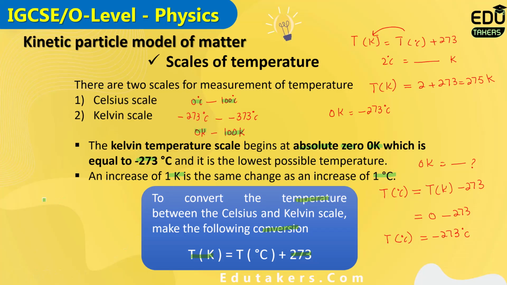Then there are some questions for you. How many degrees C are there in 27 Kelvin? You have to find out the temperature in degree C when the Kelvin temperature is 27 Kelvin. After that, how many Kelvins are in 273 degrees C? You also have to find out how many Kelvins there are in 273 degrees C.